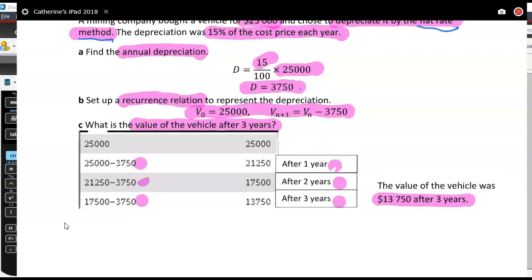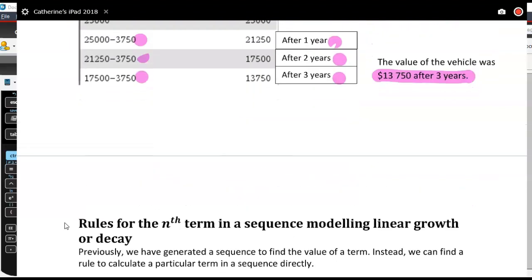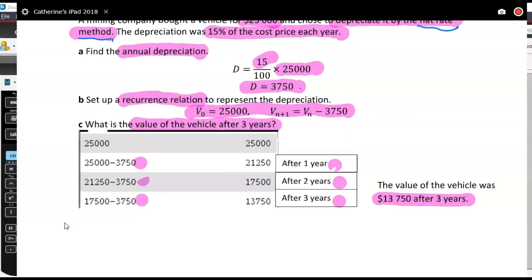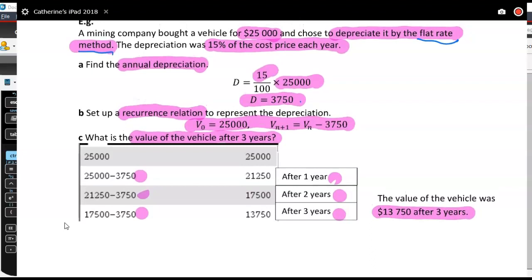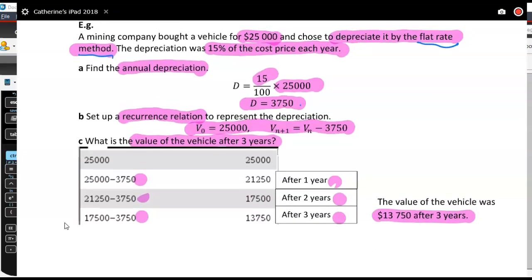Now that's using that flat rate method. Now there's not a lot of exam questions I could find just on this. It usually goes a step further. So make sure you're doing the questions out of the book and asking any questions.